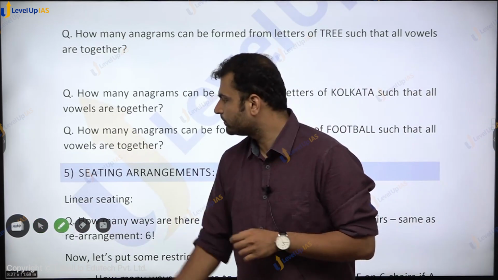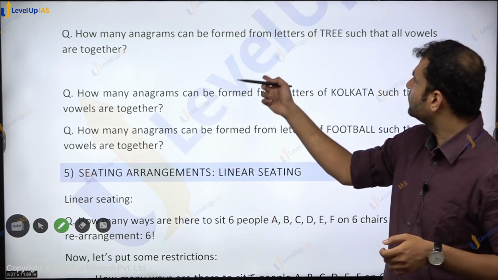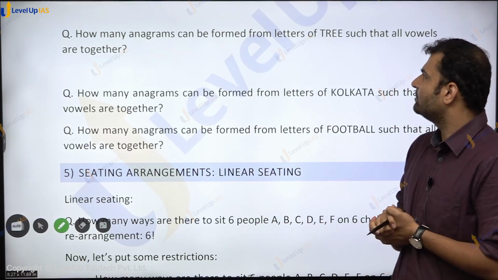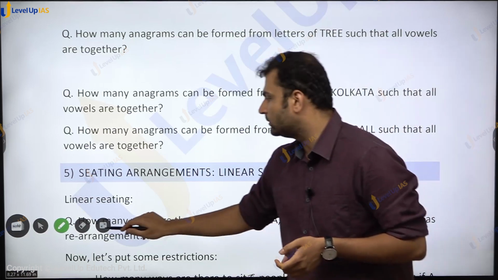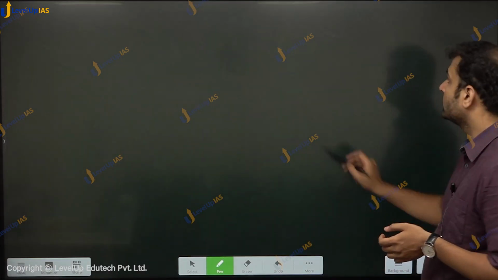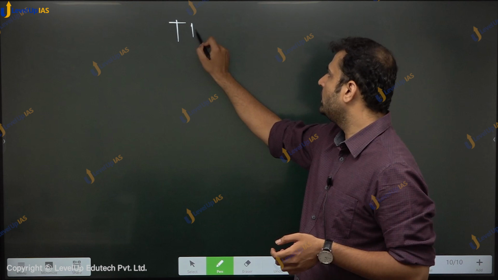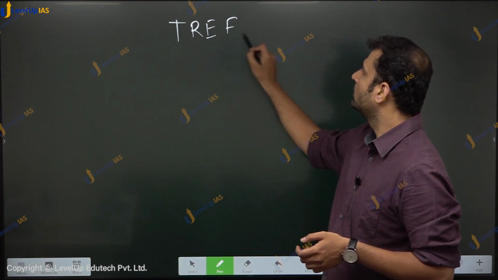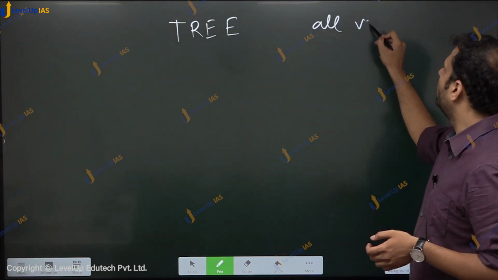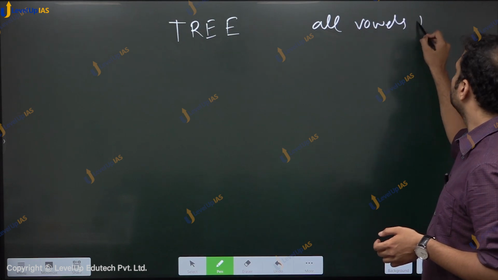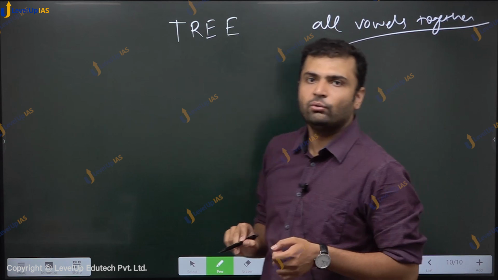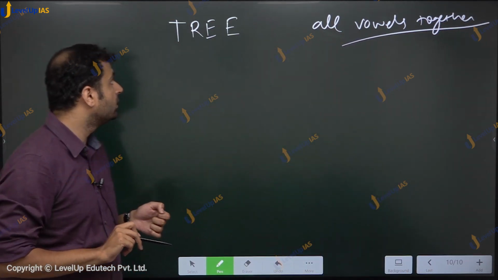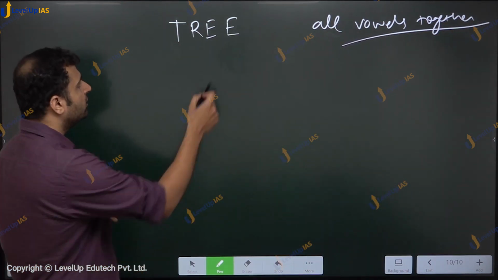Next question देखो, how many anagrams can be formed from the letters of tree such that all vowels are together? अब क्या चाहिए मुझे, I want anagrams of tree R, E, E, but all vowels together. That is the condition. I want all vowels to be together. Vowels कौन से हैं? E and E.